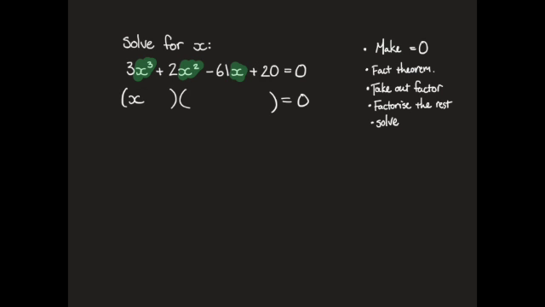So let's say you substituted in the value x equals 4, and you got 0. Then you know that x minus 4 is one of the factors, so we put it over there. The next step is to take out that common factor.